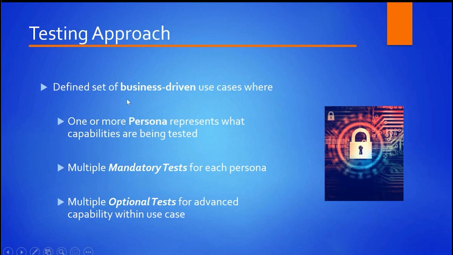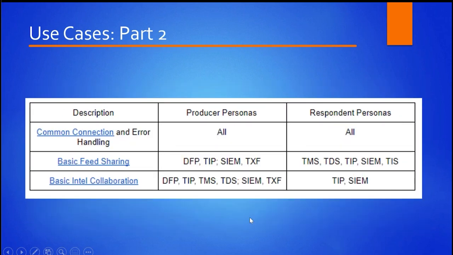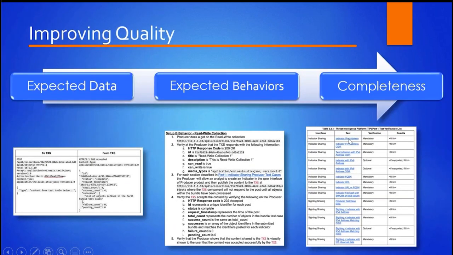And then we laid out a set of business use cases that included mandatory tests and optional tests. And this is from the committee note for part 1. So our use cases are indicator sharing and sighting sharing and versioning and data markings, et cetera, et cetera. And this tells which producer personas need to test for that and which respondent or consumer personas need to test for that. Same thing for part 2. We lay it all out. And the objective is to improve the quality of what the products are doing in the marketplace, to make sure everyone knows what to expect, what behaviors to expect, and then we have a checklist at the end of the committee note that shows what tests you need to perform.